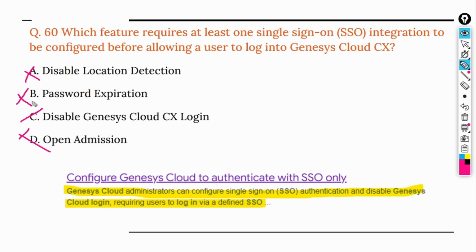Why? They are asking for a feature requiring at least one SSO integration to be configured before allowing users to log in to Genesys Cloud. So you can see a Genesys Cloud admin can configure SSO authentication. See, password expiry and SSO are two different entities. It's not a common one. That is the reason password expiry will not help us. Disable location is also not helpful. Only disabling Genesys Cloud login, which is this one. Yes, this will help, and we will choose this option. Okay, let me correct. Let's continue.